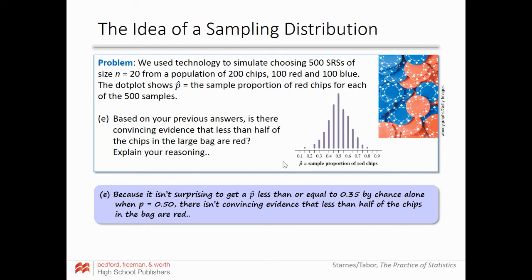There isn't convincing evidence that there are actually less than half the chips in the pack that are red. There was that little bit of evidence at the beginning. However, it happens so regularly when there are 50% red chips in the bags that I'm not surprised that I got a value like that on my one specific sample.